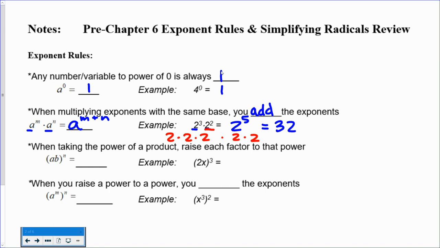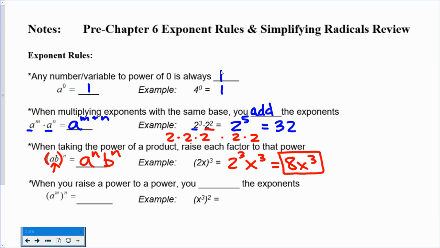All right, next rule, when we're taking the power of a product, raise each factor to that power. So a times b, that's my product, and I'm raising that whole thing, it's in parentheses, to the power of n. So that means a is being raised to the power of n, and b is being raised to the power of n. So in my example, 2x is being cubed, so that means I am cubing the 2, and I am cubing the x. 2 to the 3rd power would be 8, so a better way to write it would be 8x to the 3rd.